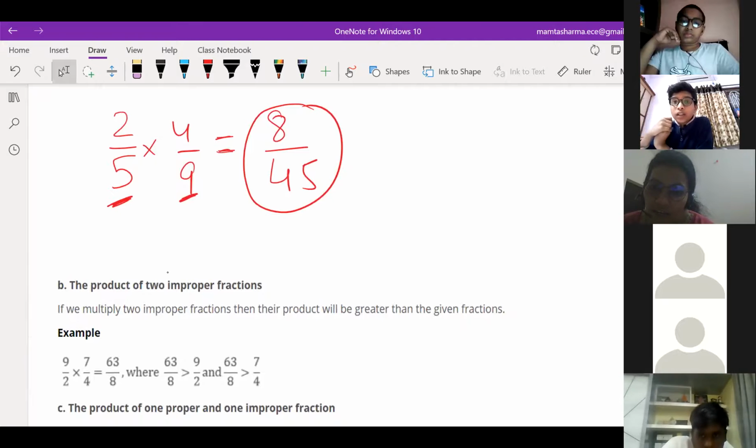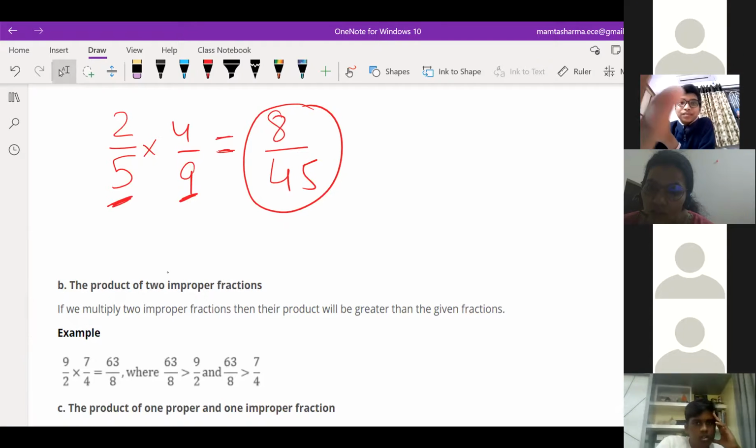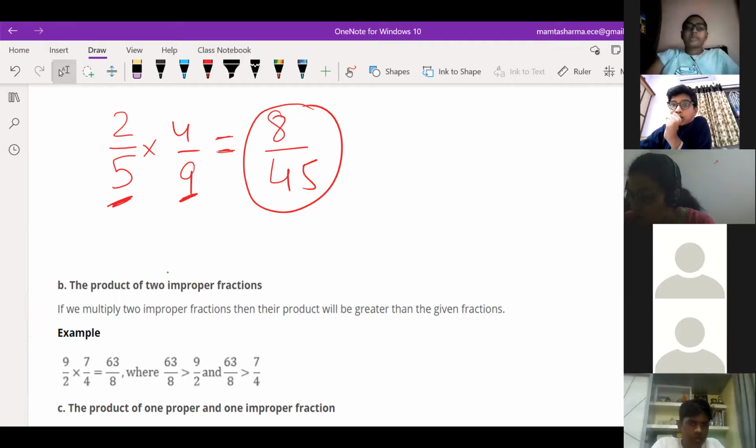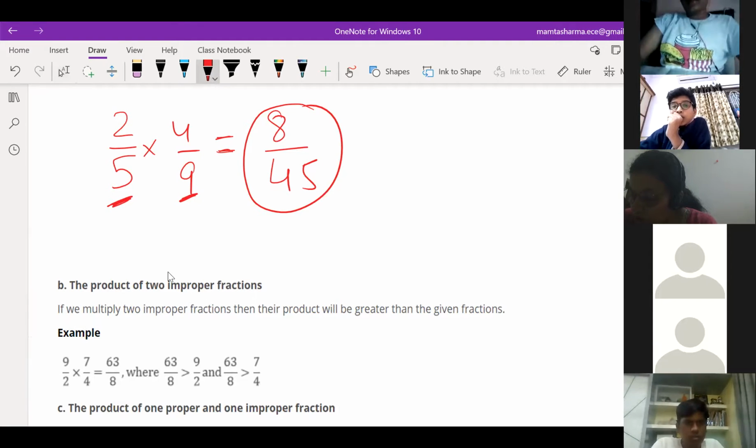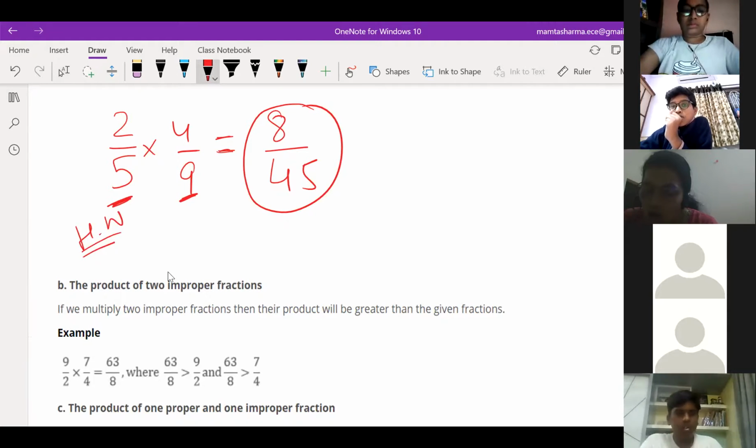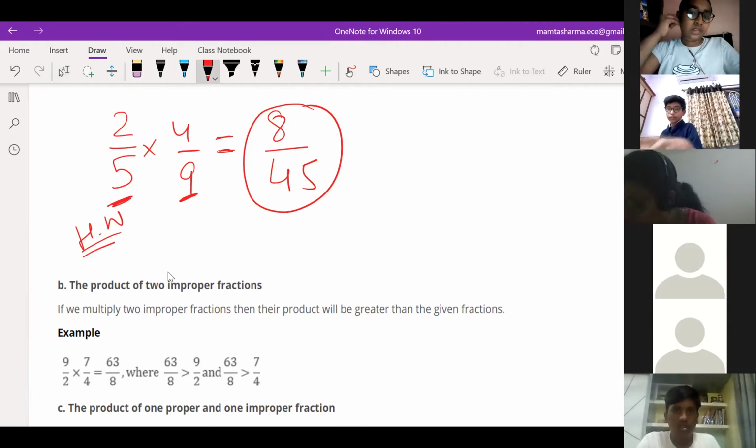Ma'am, I think 4 by 9. Ma'am, 2 by 5 is greater than 4 by 9. Rohit, run your mind. 4 by 9 is greater. No, 2 by 5, not 4 by 9. Because as you multiply 2 into 9, it is 18, and 5 into 4 is 20. So 20 is greater than 18. So 2 by 5 is greater. This is your homework. You all are wrong.